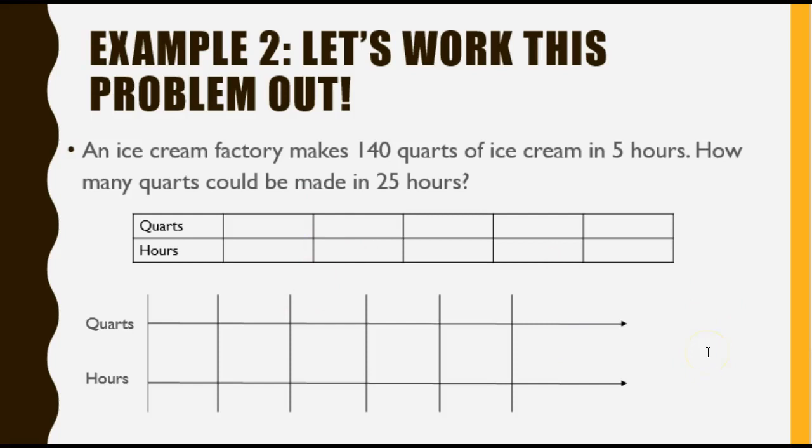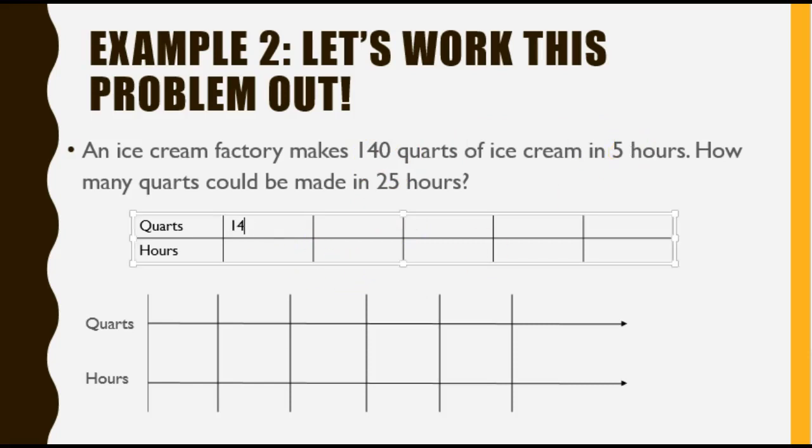Alright, so let's work this problem out. If I have an ice cream factory that made 140 quarts of ice cream in 5 hours, how many quarts can be made in 25 hours? So I'm going to go ahead and set up, I know it's 140 to 5 hours. So I can fill in 140 quarts to 5 hours. That's my ratio. I'm going to fill in my table for my hours. So I'm going to go for 10 hours, 15 hours, 20 hours, and 25 hours.